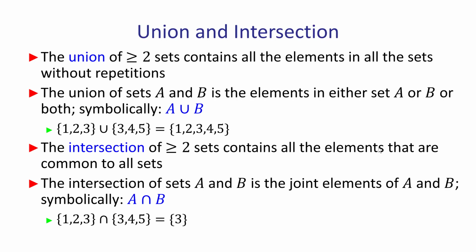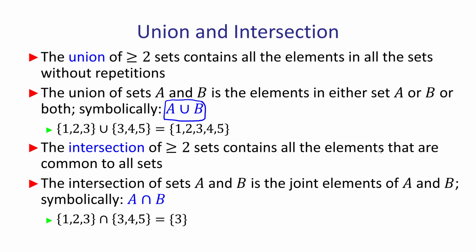The most basic operations on sets are union and intersection. The union of a number of sets, larger than or equal to 2, contains all of the elements in all of the sets without repetitions, which means if you have one set and another set, their union is all of the elements of both of the sets without repetition. The union of sets A and B is the elements in either set, A or B or both. Symbolically, we write it like that. This is how you write union of two sets.